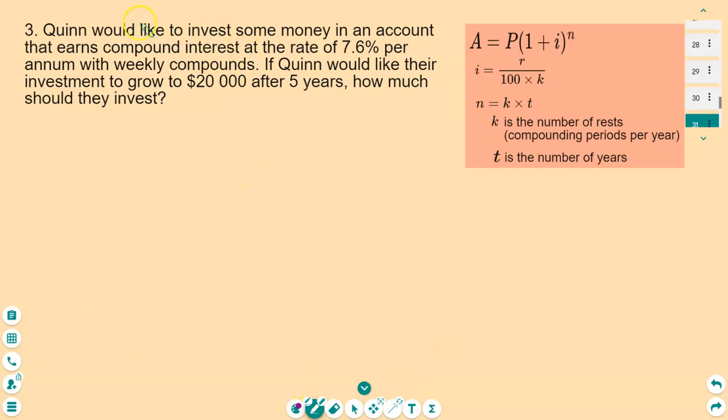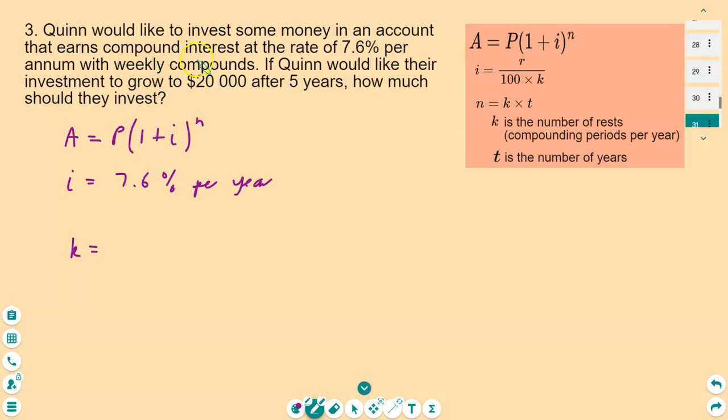Okay. Quinn would like to invest some money in an account that earns compound interest at the rate of 7.6% per year. Okay, let's do this as we go. Compound interest, I know something for that. I is 7.6% per year. With weekly compounds, I can write down my magic K value.